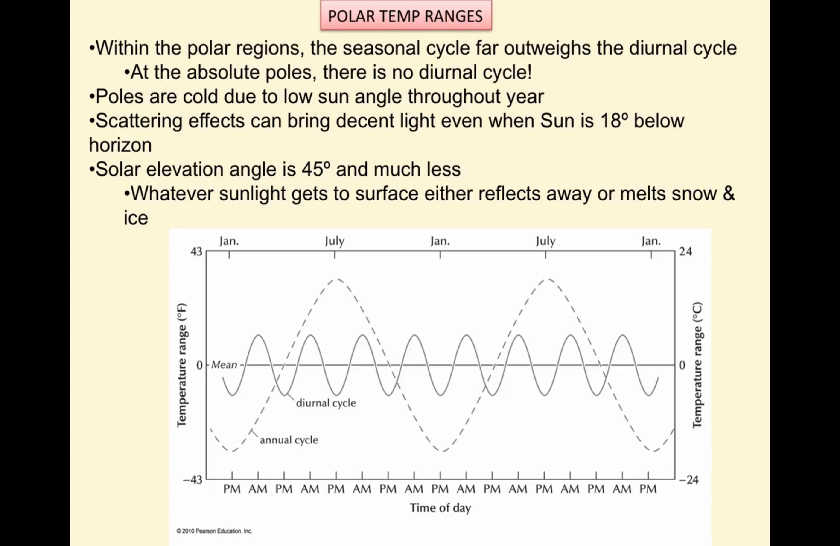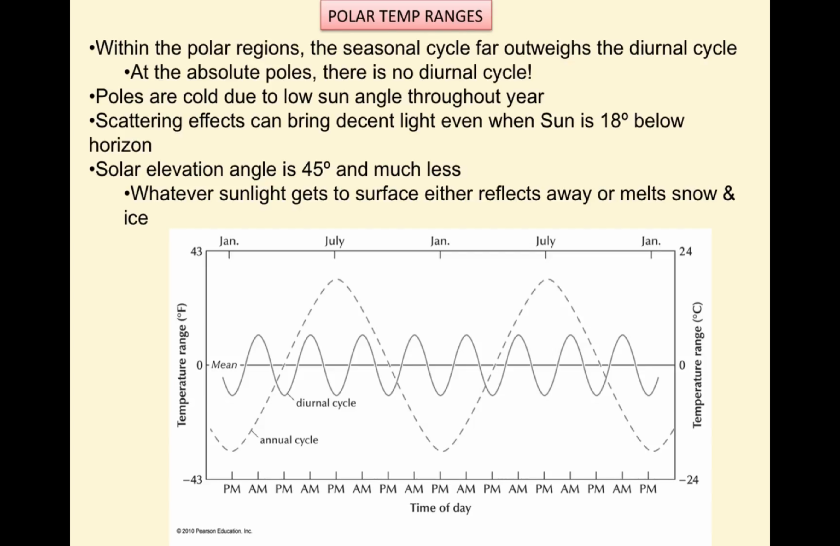Within the poles, the seasonal cycle far outweighs the diurnal cycle. At the absolute poles, consider there's no diurnal cycle. The sun's up half the year and it's down half the year. The poles are generally cold due to the low sun angle throughout the year. Scattering effects can bring some light even when the sun's as much as 18 degrees below the horizon. However, the solar elevation is about 45 degrees and much less typically.